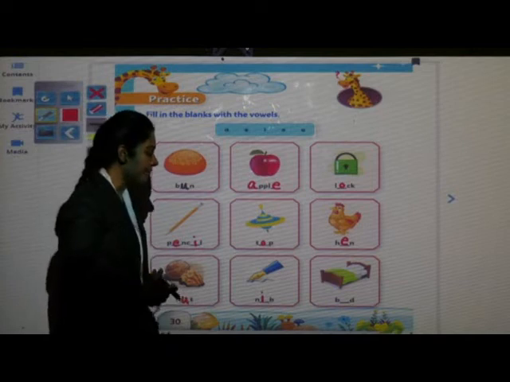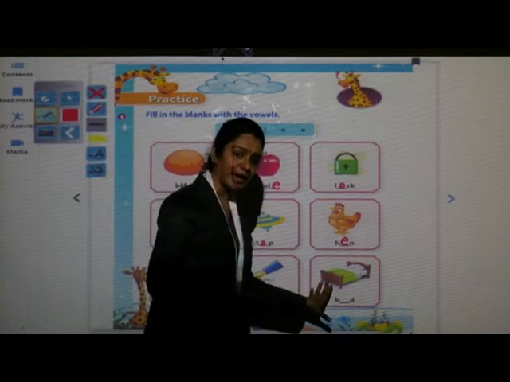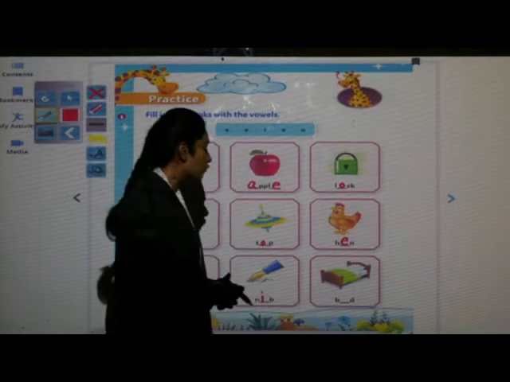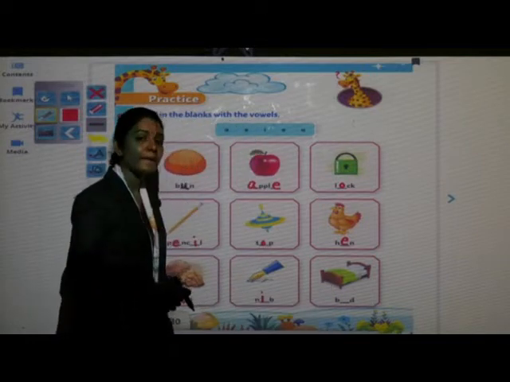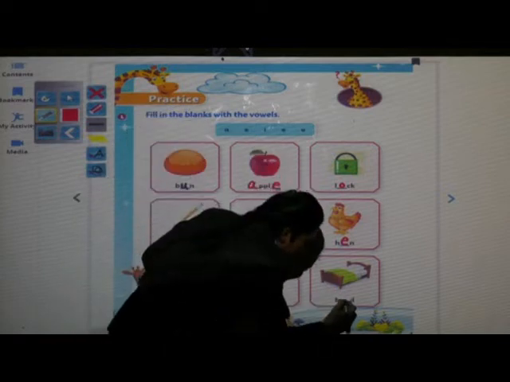N-I-B, nib. Next, last picture. Is this a table or a bed? Table. So, what is the spelling of bed? B-E-D. Yes, right here.